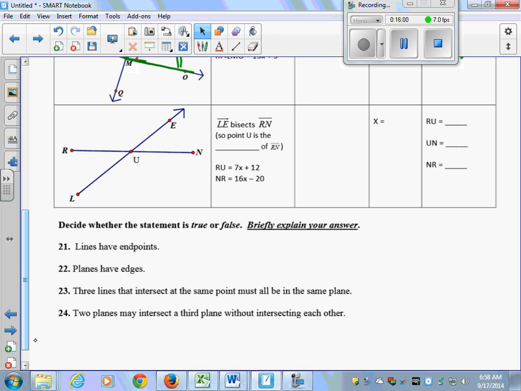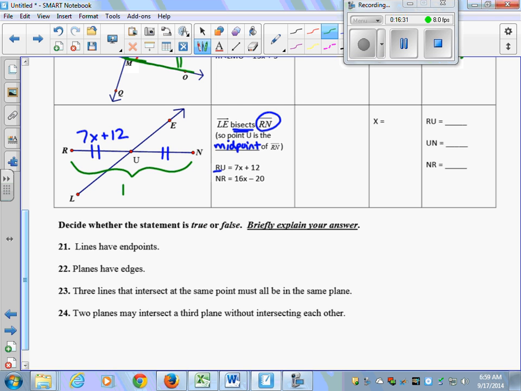Last one like this here says ray LE bisects RN. Bisects means cuts RN into two congruent pieces. So RU is congruent to UN. So point U is called the midpoint of RN. If RU is 7x plus 12, and NR, that's the whole thing, is 16x minus 20.